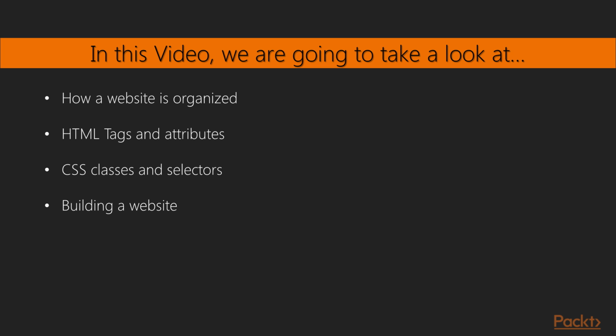So in this section, we're going to talk on a high level about how a website is organized. And then we're going to go into the details of HTML tags and attributes and CSS classes and selectors. And then we're going to do a short demonstration building a website, which is really going to reinforce our understanding of these concepts and make web scraping a lot more intuitive and straightforward in the future.